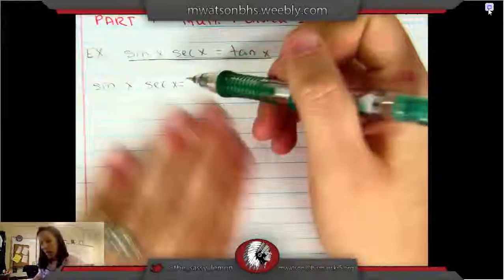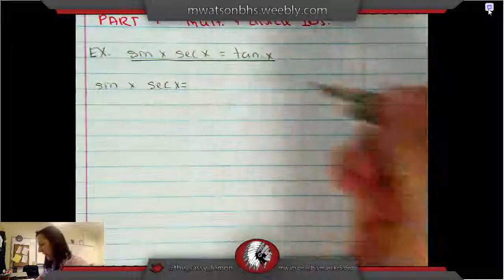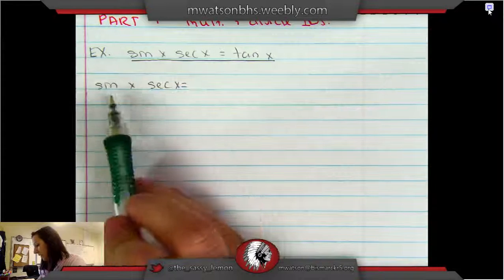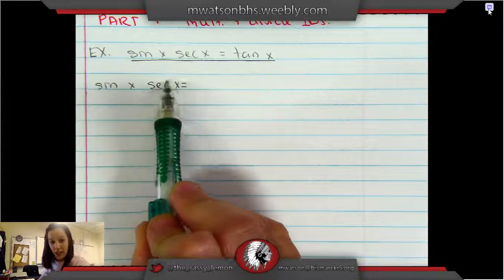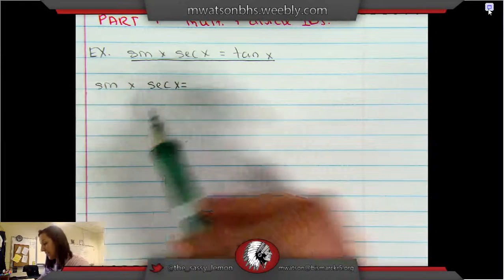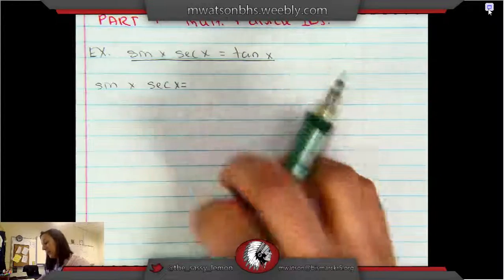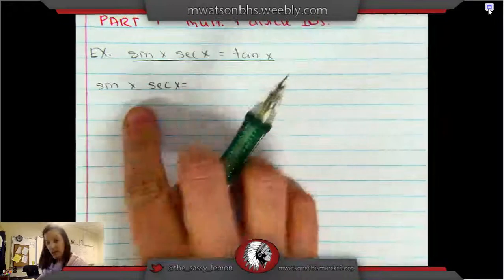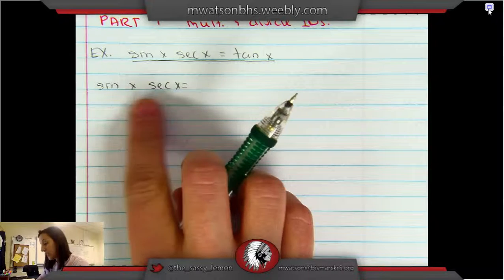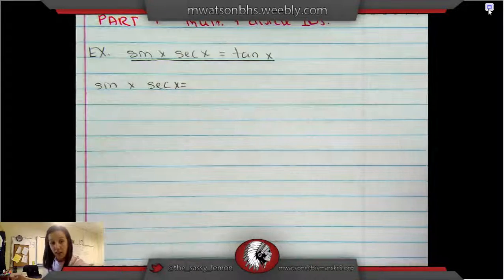So now we're going to keep those equal signs lined up from here on out. And we need to ask ourselves, how are we going to change this into tangent? Well, there's a couple things we could do. If you think about those strategies, one of them said try changing everything to sines and cosines.